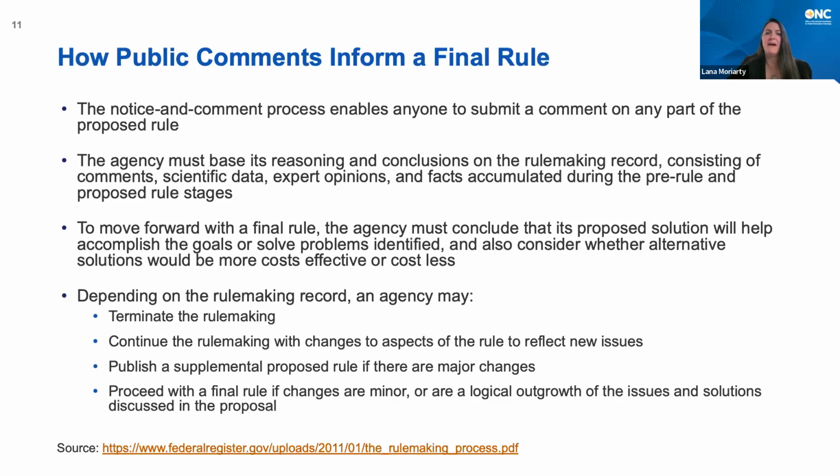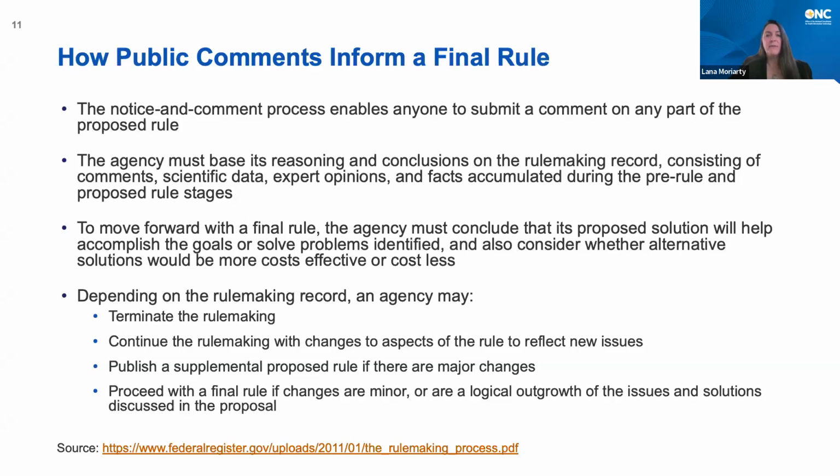So I'm going to talk a little bit about how public comments inform a final rule. The notice and comment process enables anyone to submit a comment on any part of the proposed rule. The agency must base its reasoning and conclusions on the rulemaking record, consisting of comments, scientific data, expert opinions, and facts accumulated during the pre-rule and proposed rule stages. To move forward with the final rule, the agency must conclude that its proposed solution will help accomplish the goals or solve the problems identified, and also consider whether alternative solutions would be more cost-effective or cost less.